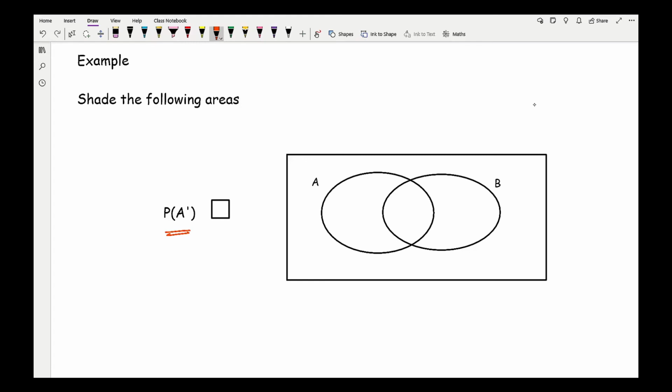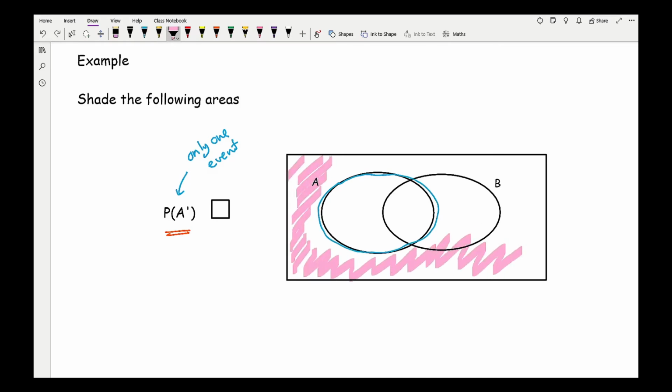So with this, we've only got one event, because I've only got one letter. Here I'm looking for the area that is not A. So A is this circle here, which I'm going to highlight in blue. So that is my A. So not A would be everything outside of that circle. So it's going to be everything that is included in this pink area. And that area represents not A.